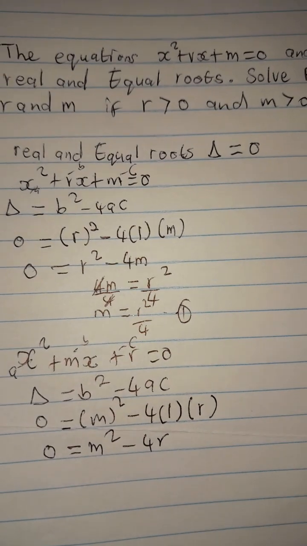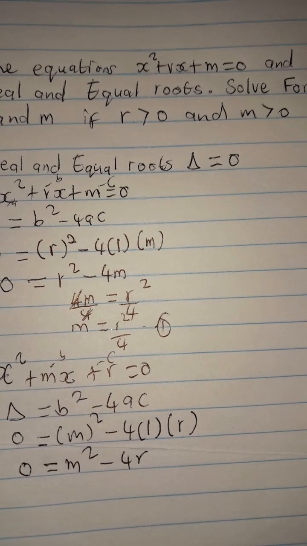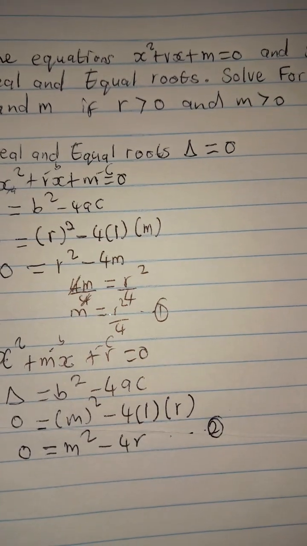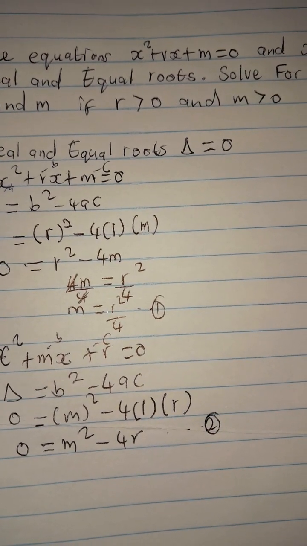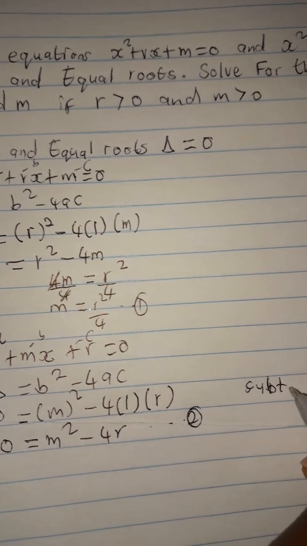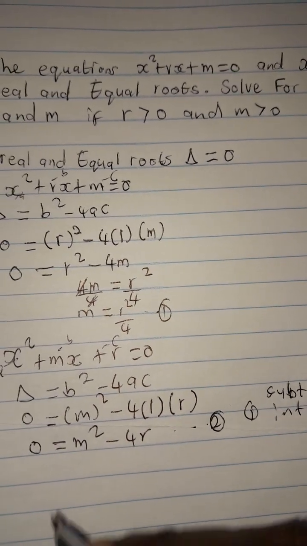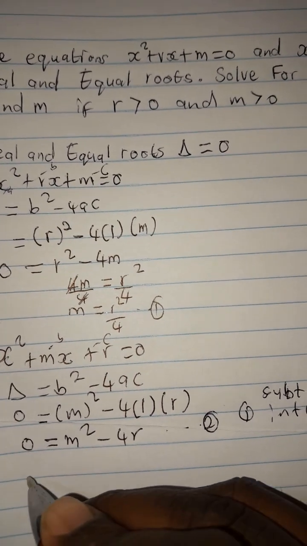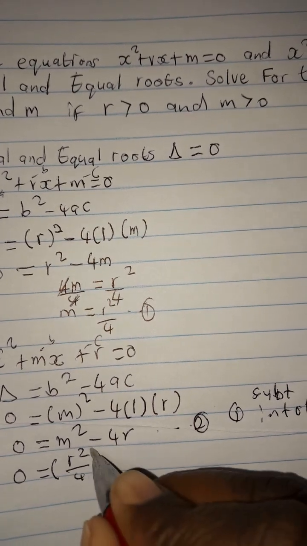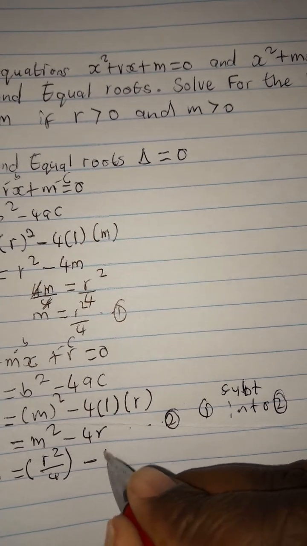So from here, guys, what are we going to do? This is equation 2. So we have equation 1 and 2. Let's just say substitute equation 1 into 2, meaning that where I see m, I can put r squared divided by 4. Remember, where you see m, you can put r squared divided by 4. So we have 4r there.